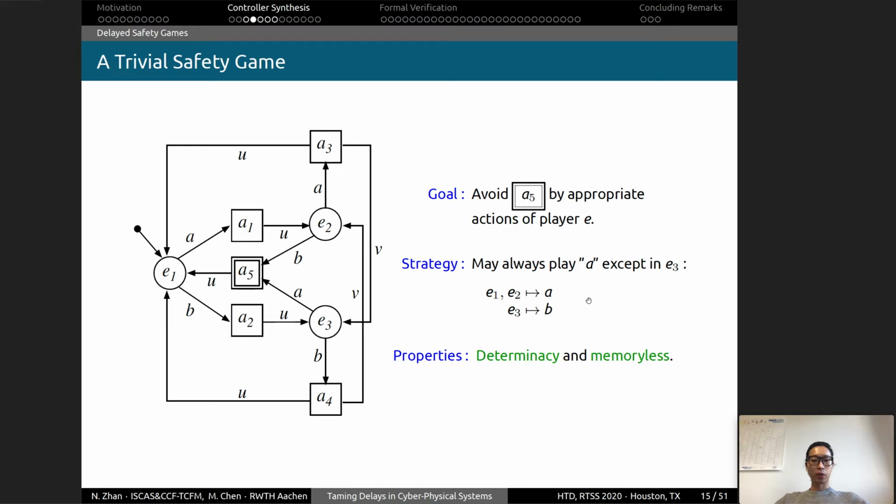There are some nice properties for safety games in this model. For example, determinacy, meaning that either player 1 or player 2 has a winning strategy. While memoryless means that such a winning strategy doesn't need any memory. So you don't need to memorize the play history in order to win. Later on, you will see how these two properties are different in the delay setting.